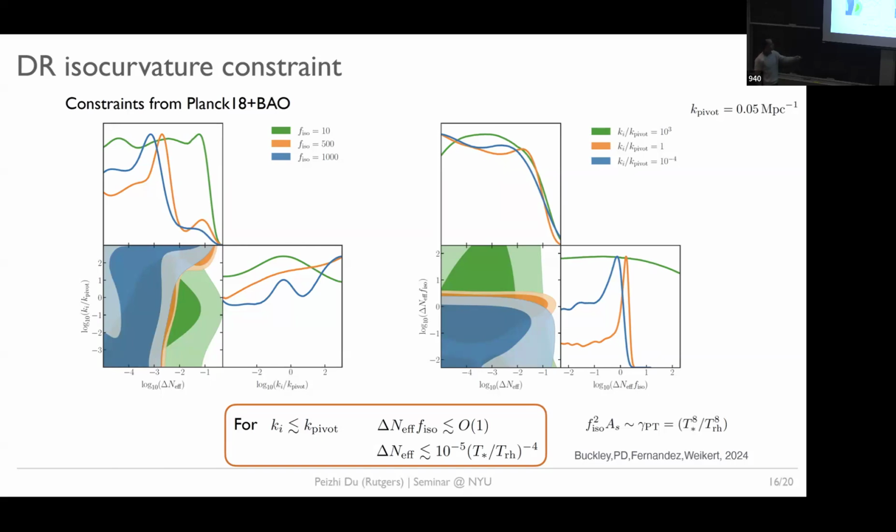Maybe it's more interesting to look at the constraint from the right plot. If we fix the scale of the transition, what is the constraint on delta effective? Here we fix Ki to different values, and on the y-axis we plot delta effective times FISO, because the physical observable is actually proportional to the square of this combination. So that's why we plot this combination. For small Ki, we see this kind of behavior.